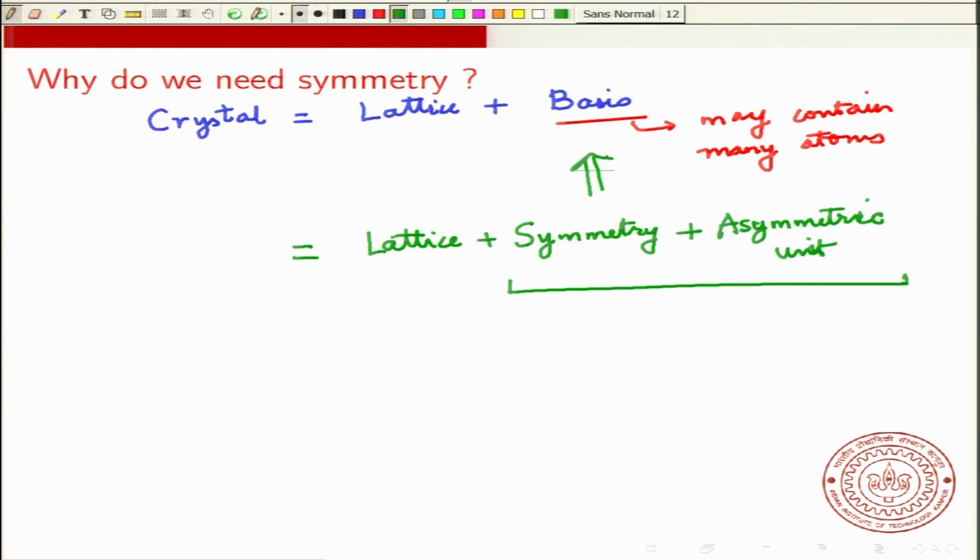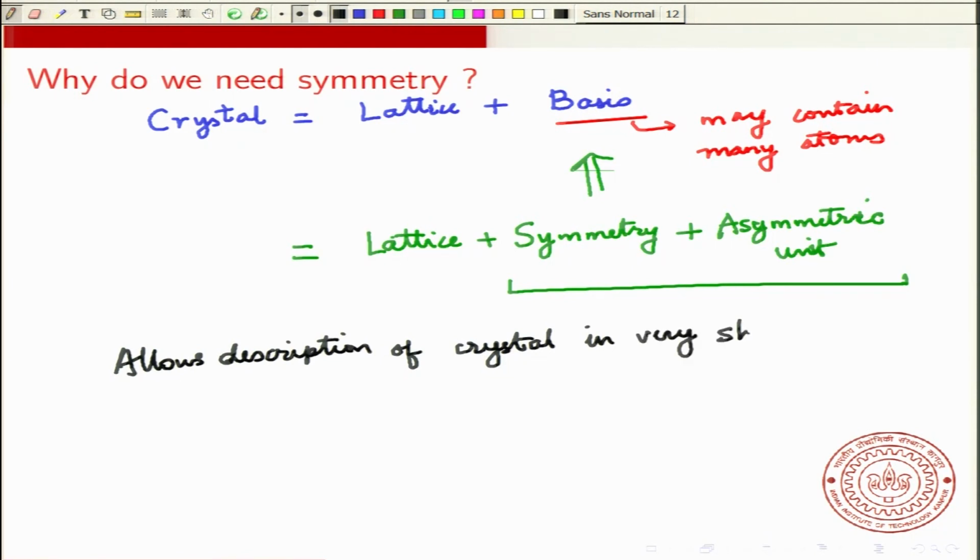So in other words, this symmetry plus this asymmetric unit is what is generating the basis. And what this allows us to do is greatly simplify the notation for the crystal. It allows us to give a description of the crystal in a very short notation.